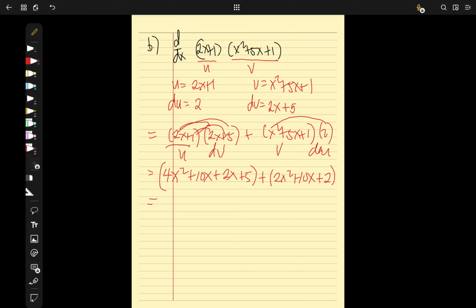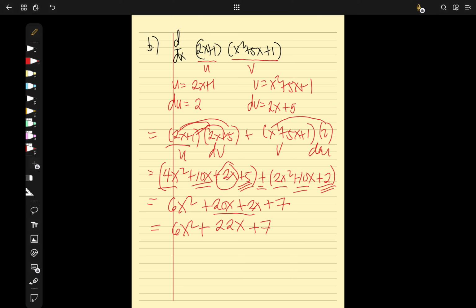And let's combine similar terms. 4x squared plus 2x squared, 6x squared. 10x plus 10x, 20x. Meron pa palang plus 2x. So, lagay ko muna siya dito. Sorry, nakalimutan ko siya. Mamaya ko na siya isama doon. Then yung natira, plus 5, plus 2, plus 7. Ngayon, pagsamahin ko na itong 2 terms na to. 6x squared plus 22x plus 7. So, this is the derivative of 2x plus 1 times x squared plus 5x plus 1.